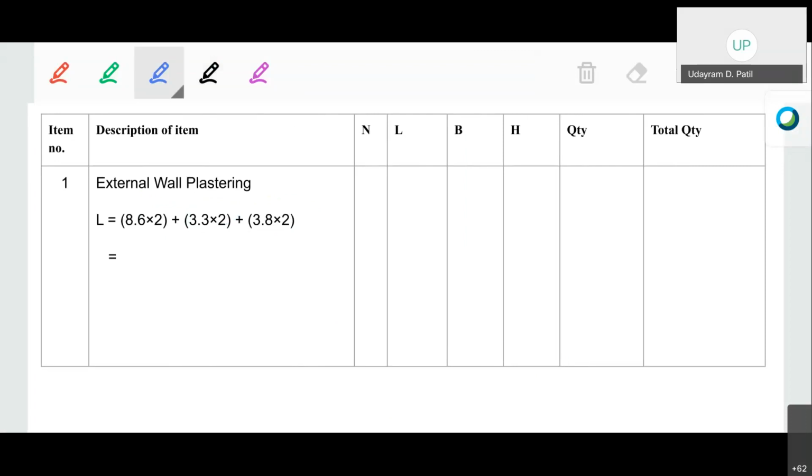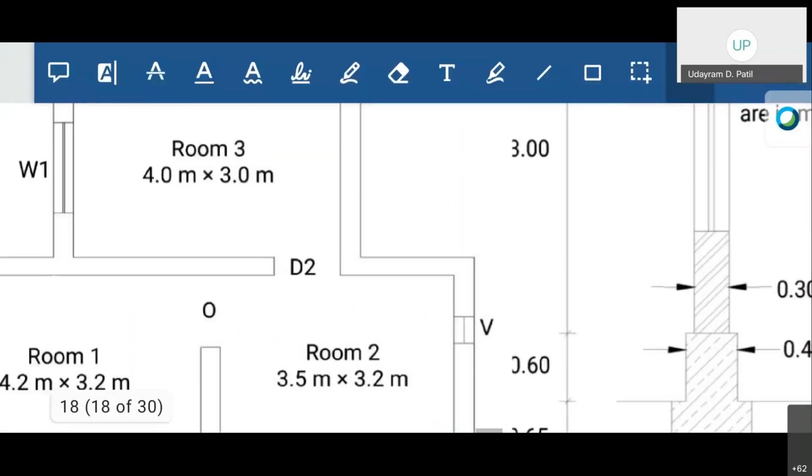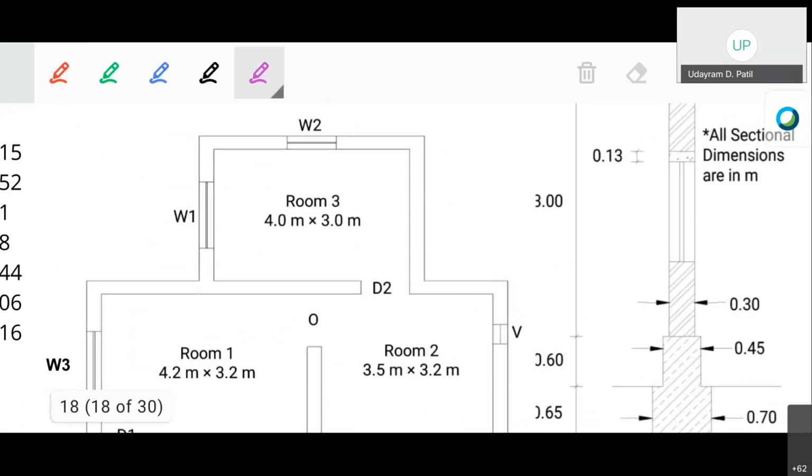The length is 31.4 meter. Now the height. Again considering height from the base, first is 0.6. Okay, from here, that is your 0.6. Now again adding this particular offset. Okay, that offset will be 0.45 minus 0.30 divided by 2.